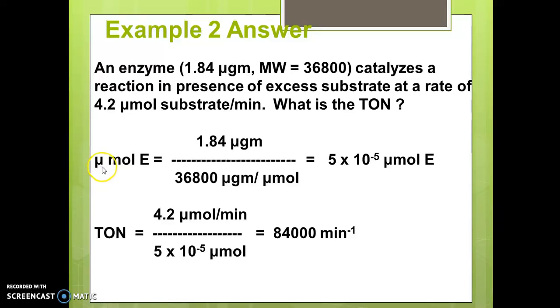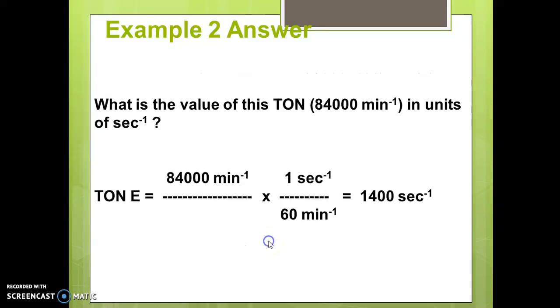The solution: micromole of enzyme is equal to 1.84 microgram divided by 36,800 microgram per micromole, that is equal to 5 into 10 to the power minus 5 micromole of enzyme. The turnover number is equal to 4.2 micromole per minute divided by 5 into 10 to the power minus 5 micromole, that is equal to 84,000 minute inverse. That is the answer to the first part.